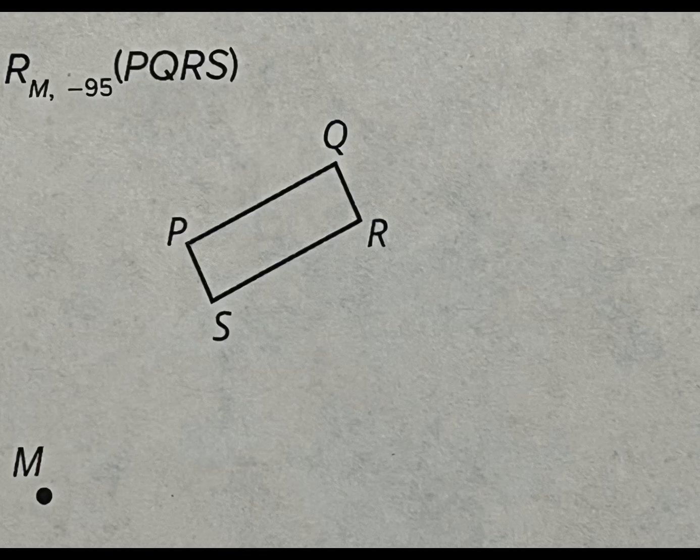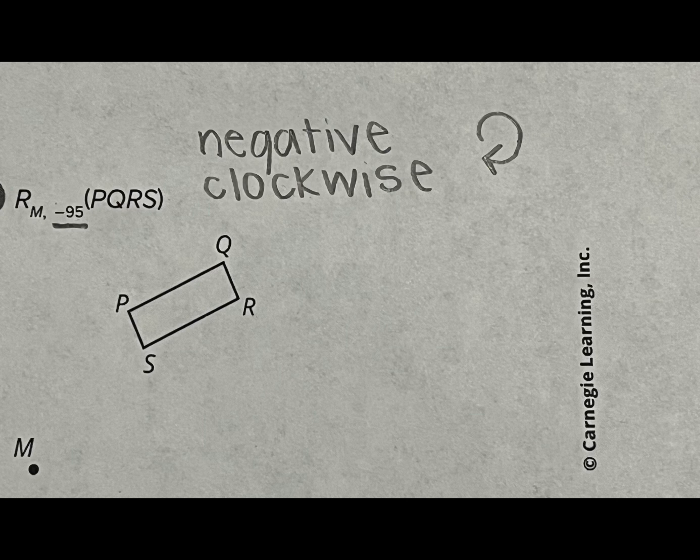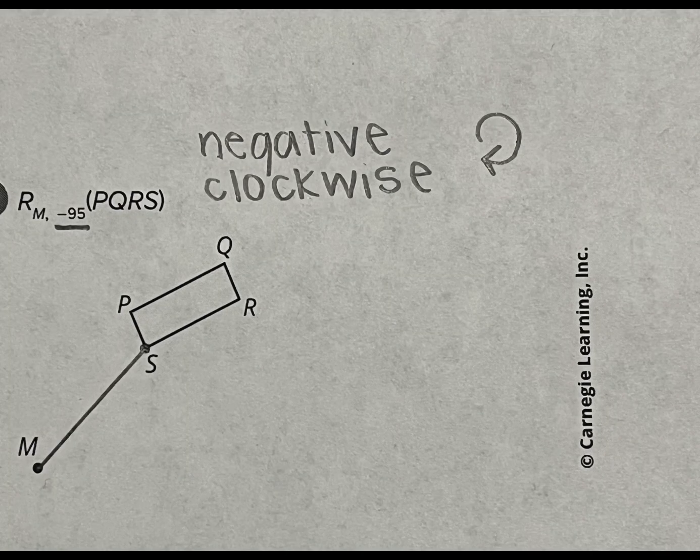Let's do one more example together. This one is of a negative degree angle. Negative means that we have to rotate our figure clockwise, as you can see in the drawing above. So the same steps apply here.